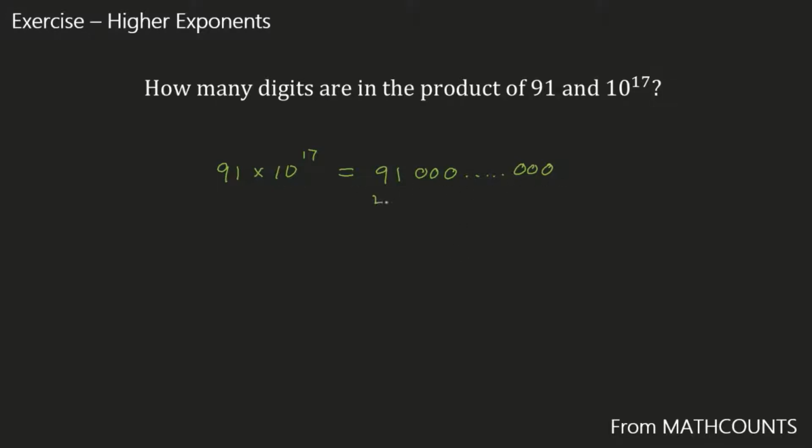So here we have 91, which contributes 2 digits. And then we have a bunch of zeros, and there are 17 zeros coming from 10 raised to the 17th power. Okay, so the total number of digits in this product is 2 digits plus 17 digits, which is 19, which is the final answer.